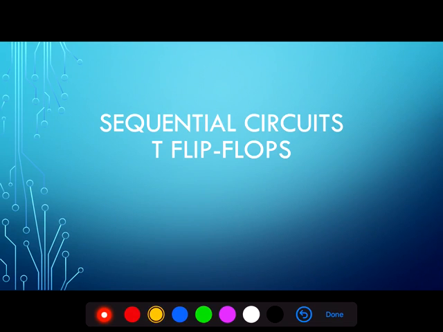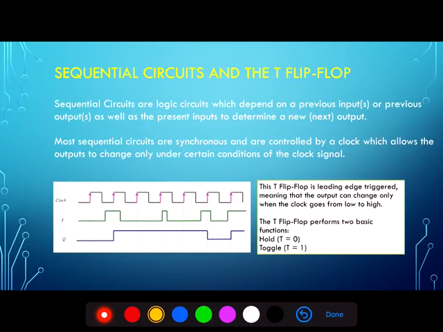This session will look at the T flip-flop, or the toggle flip-flop. And toggle is what it sounds like. The T flip-flop has two basic functions. It can hold the present value of the output, or it can toggle it, change it to its opposite state.